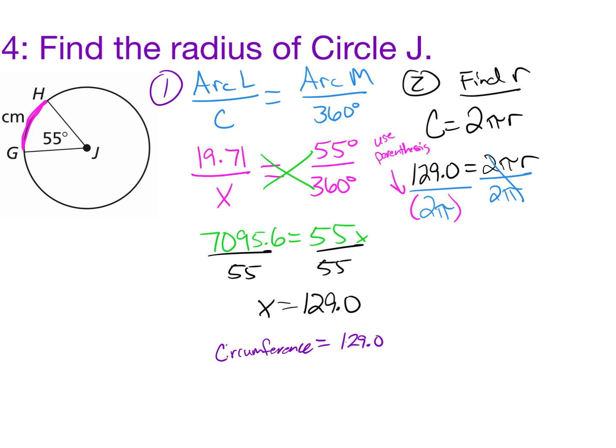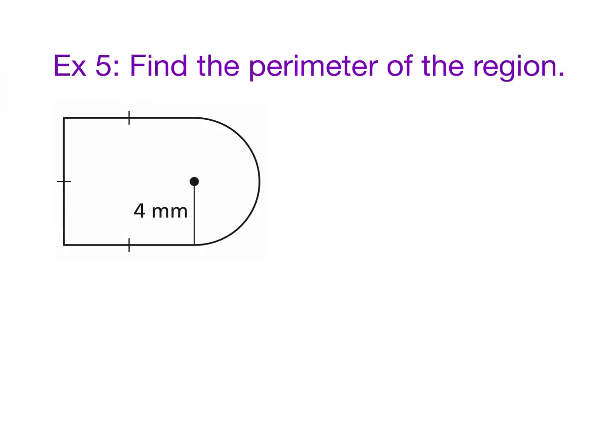And should your radius be smaller or bigger than your circumference? Smaller. So if you get a bigger number than your circumference, you know you did it wrong. So in your calculator, do 129 divided by parentheses 2 pi and close it. So now my r is equal to 20.5. And that's what we're looking for, the radius. So now we're finished.